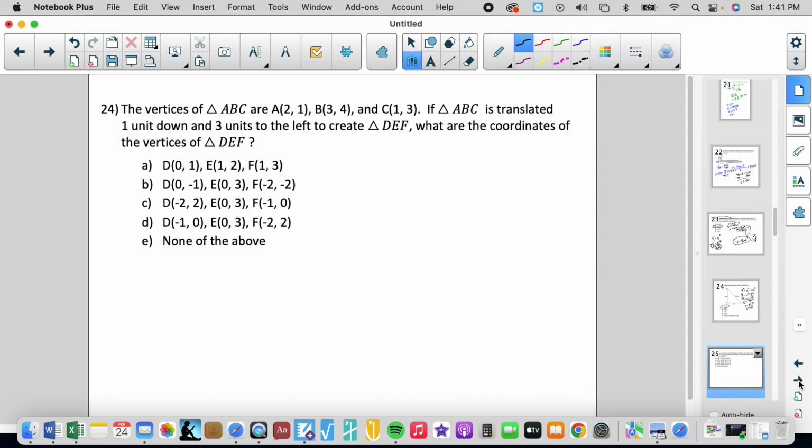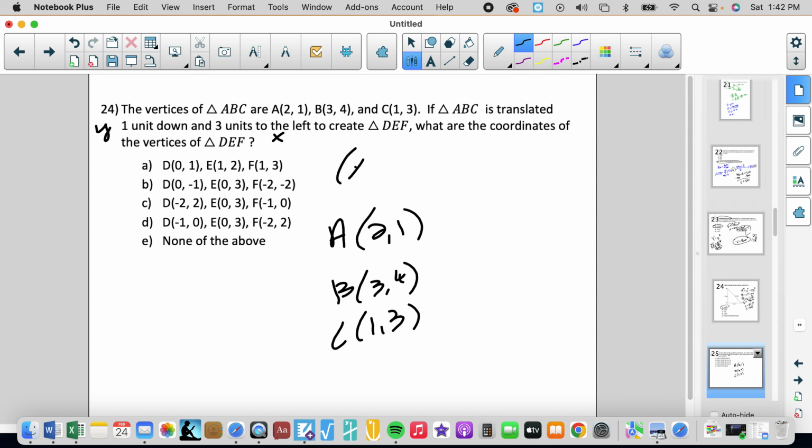Number 24, almost halfway there. The vertices of triangle ABC are A is (2, 1), B is (3, 4), and C is (1, 3). If triangle ABC is translated 1 unit down, that's the y-axis, and 3 units to the left, that's the x-axis, create triangle DEF. What are the coordinates? Well, A is (2, 1), B is (3, 4), C is (1, 3).